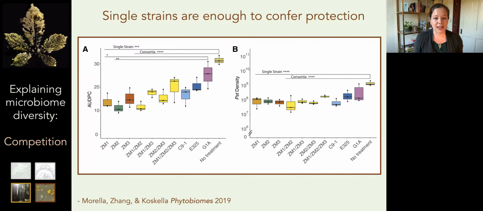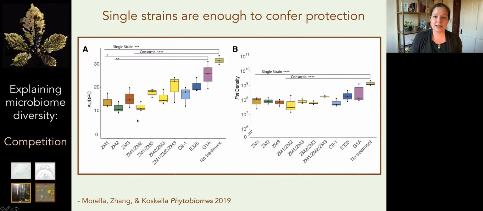In this particular case, ZM1, ZM2, and ZM3 are the Pantoea isolates, the novel species that she isolated from the seeds. You can see, first we have them alone inoculated onto seeds, and then in consortia in the middle here, and then C91 and these other two are biocontrol strains that are on the market. And importantly, on the far right is no treatment. So these were seeds that were germinated without a resident microbiome.